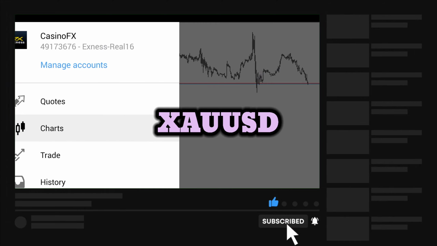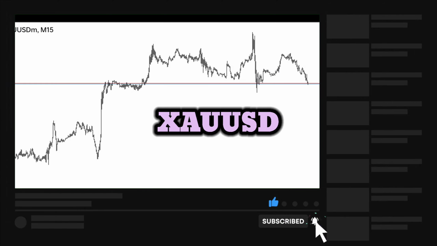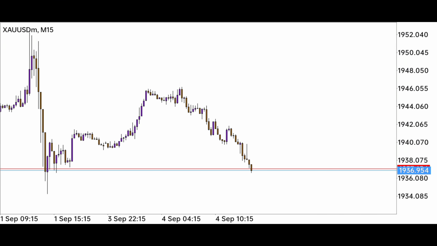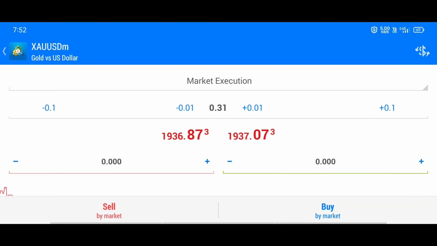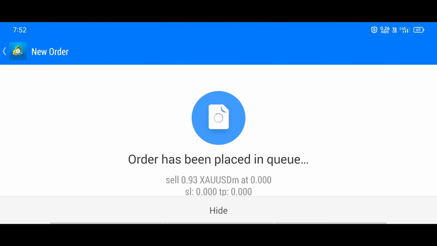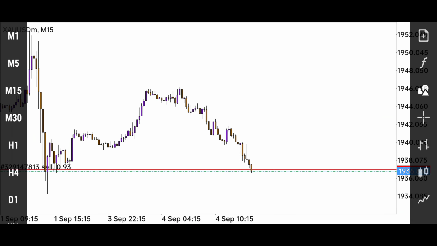Today we will trade in gold versus US dollar, in which you will get to understand step-by-step technical analysis. Watch the video till the end so that you do not miss the important part. Here I will calculate the proper lot size and then apply the trade, which I have already done, so that I can do risk management well.